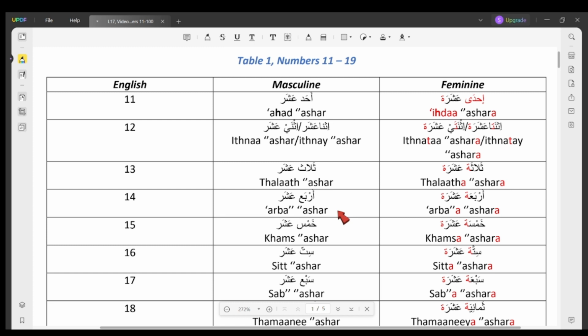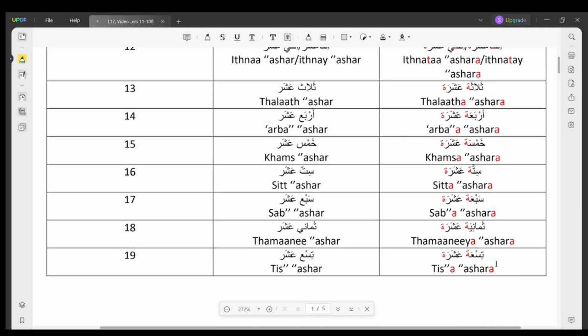The number 14, أربع عشر. And the feminine, أربعة عشر. 15, خمس عشر. And the feminine, خمسة عشر. 16, ست عشر. And the feminine, ستة عشر. 17, سبع عشر. Feminine, سبعة عشر.